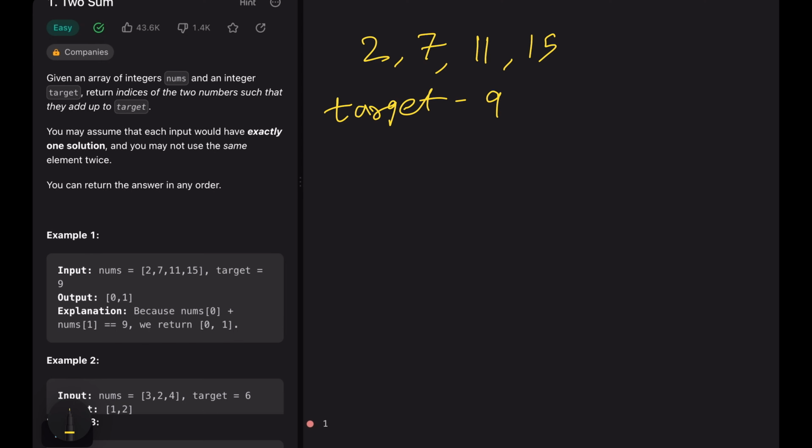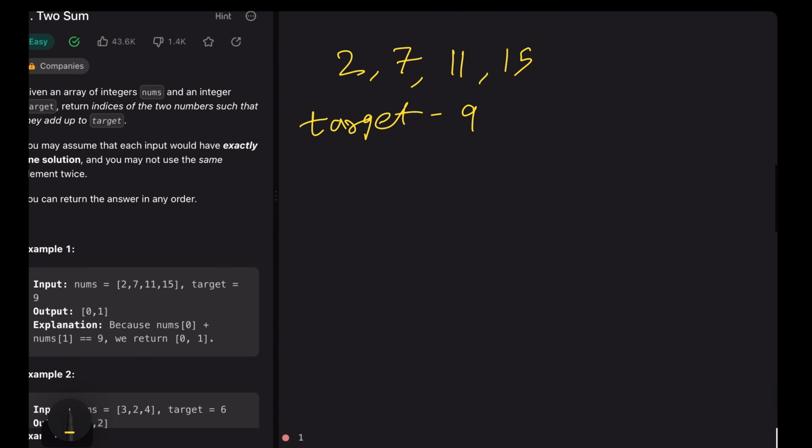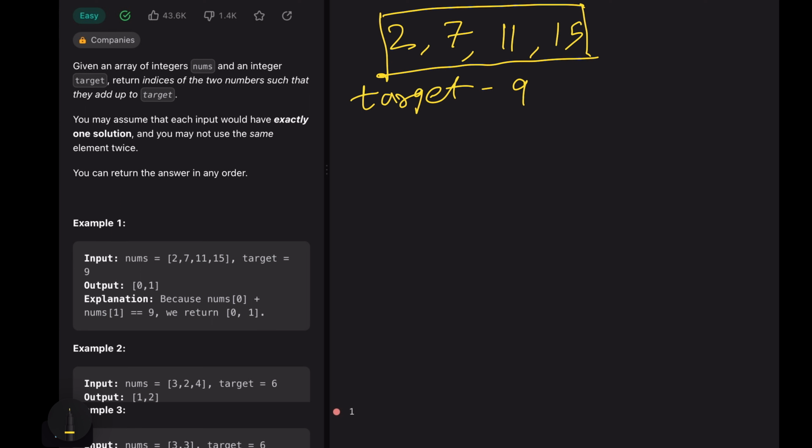What we can do is traverse the whole array. Let's say we have 2, 7, 11, 15. We can go one by one and fix the first element, then search if there is another element which would be essentially the target minus nums of i. Here the first two elements are our solution.